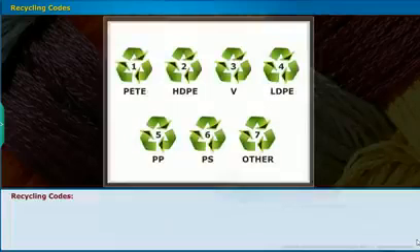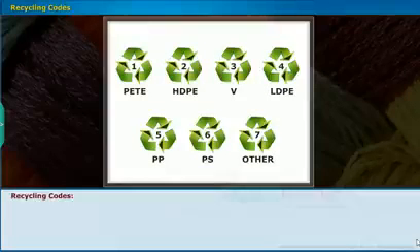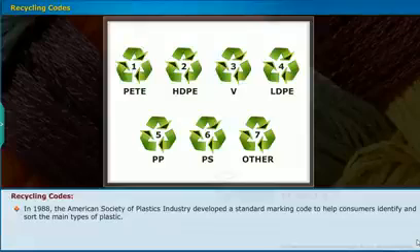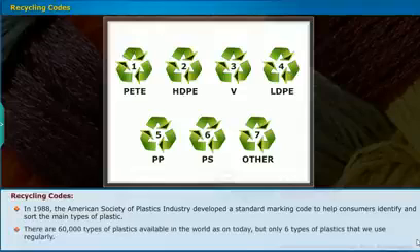Now, we can discuss the recycling codes. In 1988, the American Society of Plastics Industry developed a standard marking code to help consumers identify and sort the main types of plastic. There are 60,000 types of plastics available in the world as of today, but only 6 types of plastics that we use regularly.